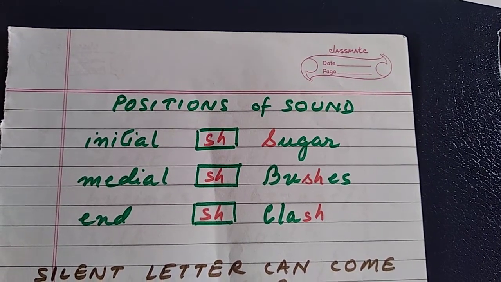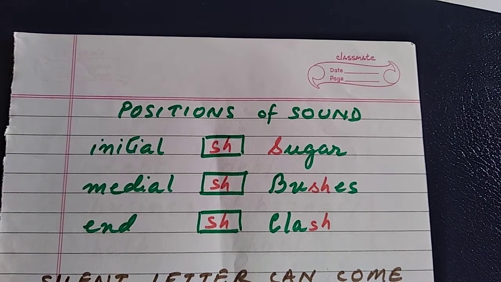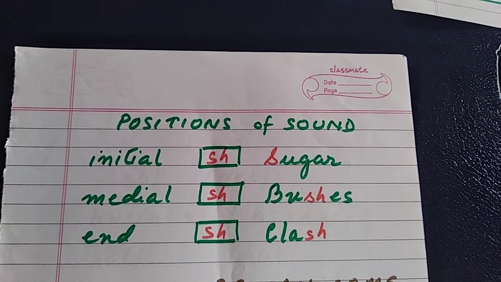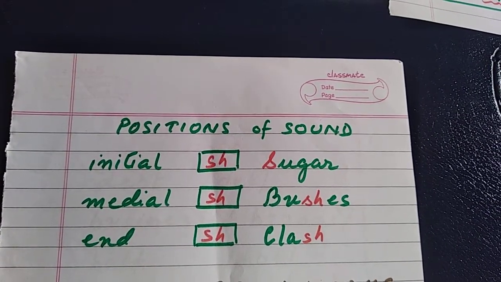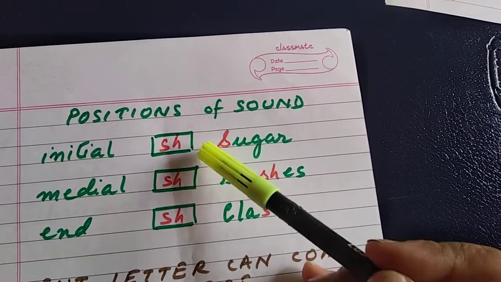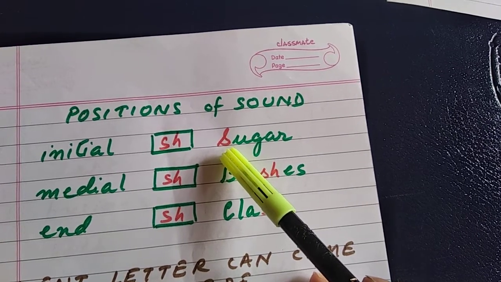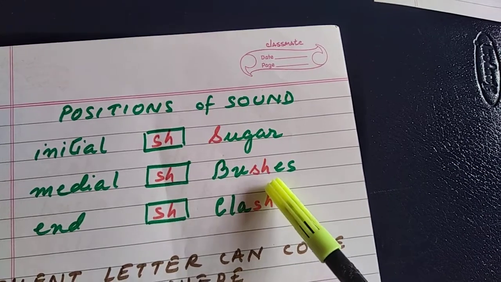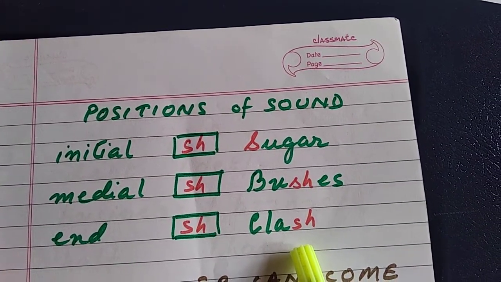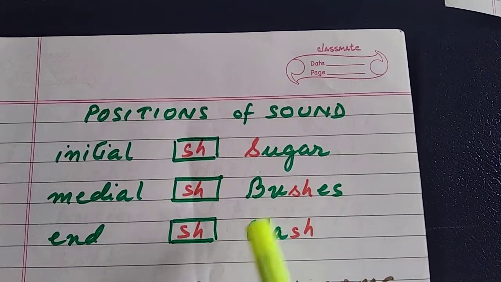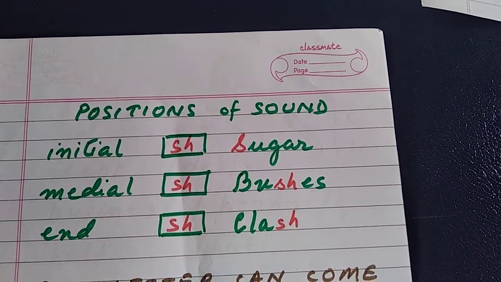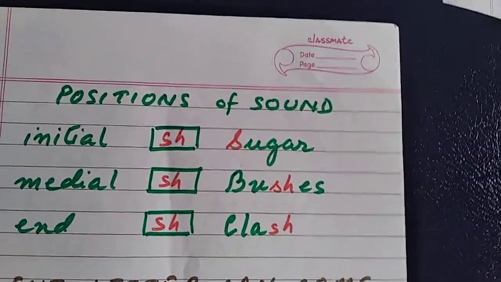And today, let us take up the sh sound to find out the positions where it comes. Any sound may come in the initial position of a word, in the middle, that is medial, or in the end. For example, the sh sound is coming in the initial position in the word sugar. It is coming in the middle in bushes. It is coming in the end in clash. So a sound has three positions in a word: the beginning, the middle, and the end.